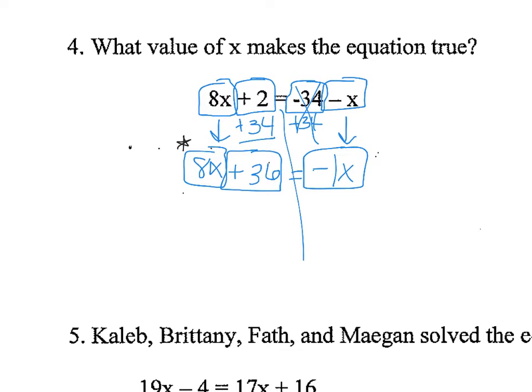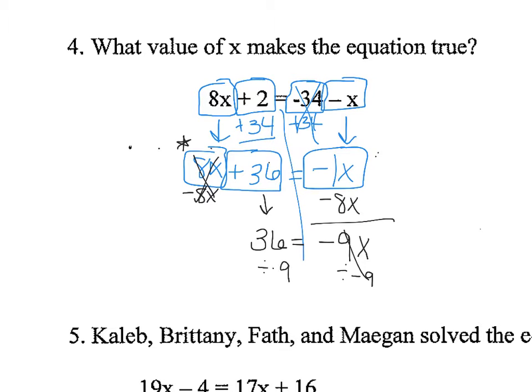So to move it, I've got to do the opposite, which would be minus 8x. So negative 1 minus 8 is negative 9x. And then I'm going to bring down this 36. Now your last step is to divide by negative 9 on both sides. So 36 divided by negative 9 is negative 4.